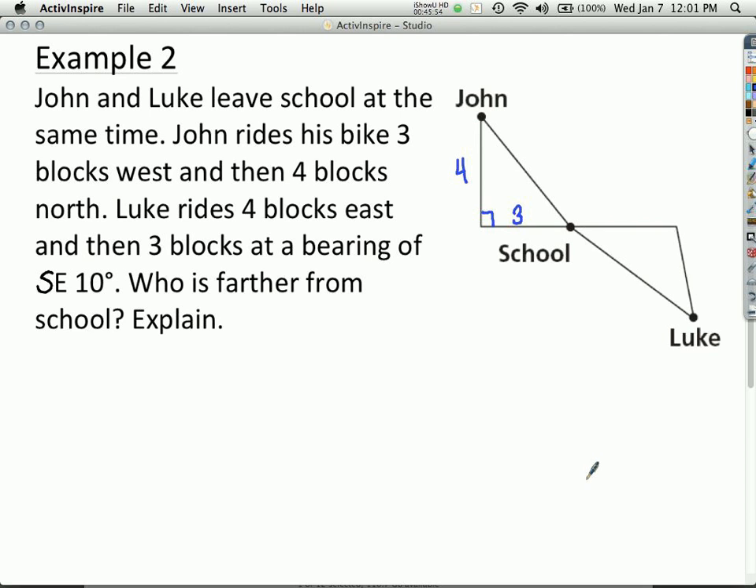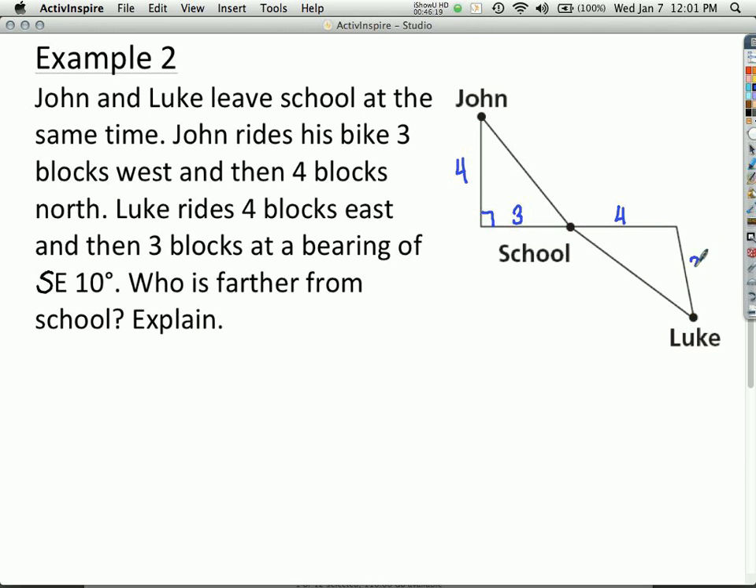So now, cousin Luke is going in the other direction. Could someone tell me what distance is that right there? Nathaniel? 4 blocks. So here's the 4. So now, what is this distance here that gets us to Luke's location? Eric?